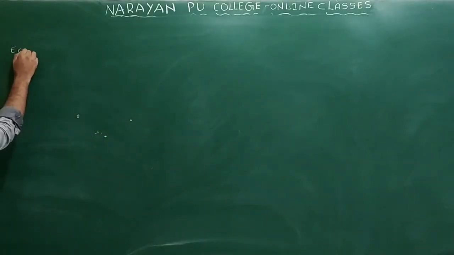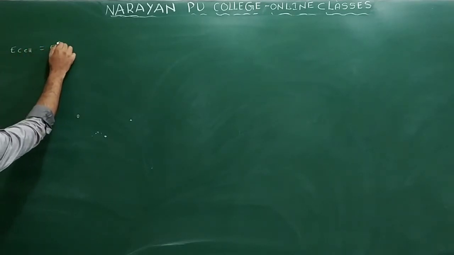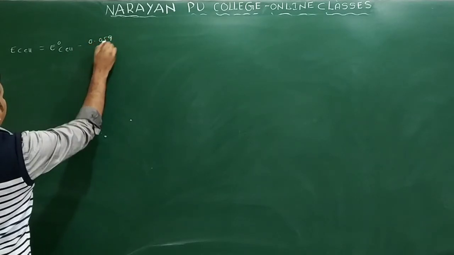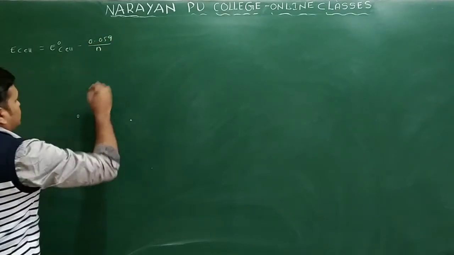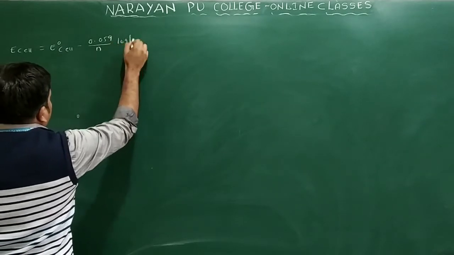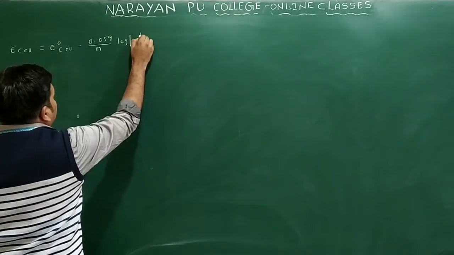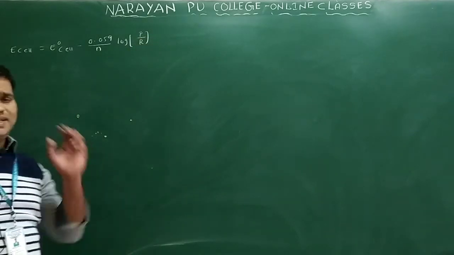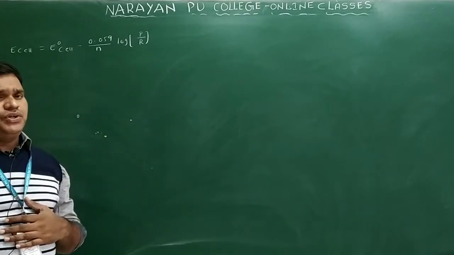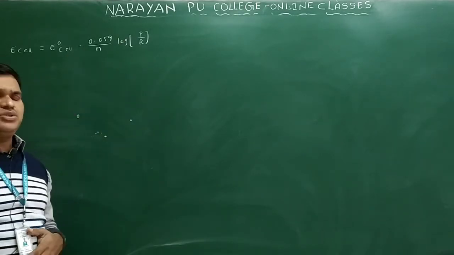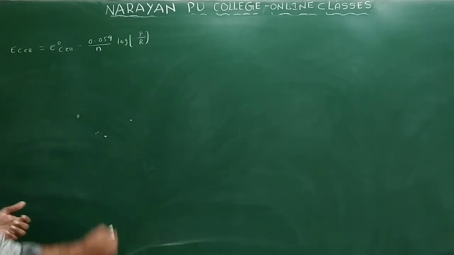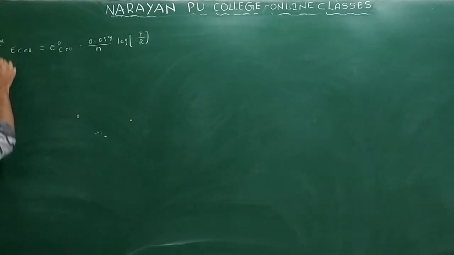E cell is equal to E naught cell minus 0.059 by n into log of the concentration of products by the reactants. In this case, you have to take which species undergoes oxidation and which undergoes reduction; we can also use the terms oxidizing agent and reducing agent. This is the general formula we discussed yesterday regarding the Nernst equation.